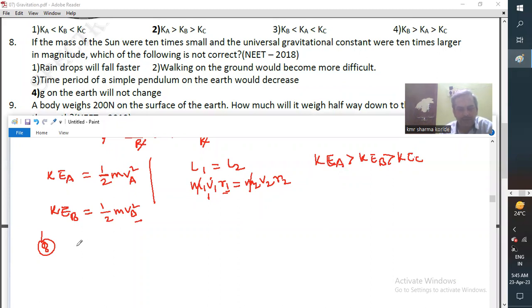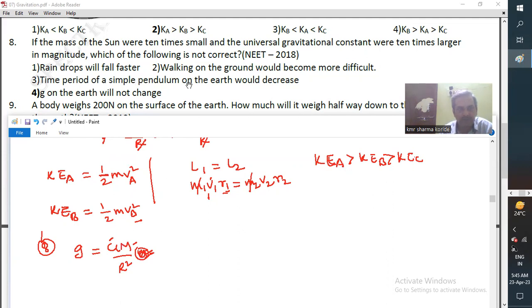To get back the formula, g is equal to GM by r square. This is the mass of the sun, this is the gravitational constant. You don't have the mass of the small body. So raindrops are considered a small body, independent of mass. You don't have mass here. Walking on the ground, yes. This is related to small m only, so therefore there is no m in the equation.